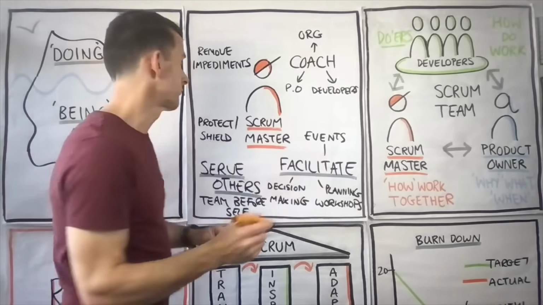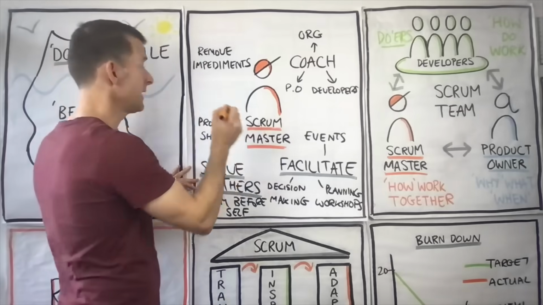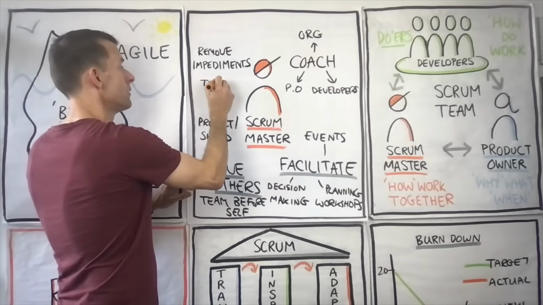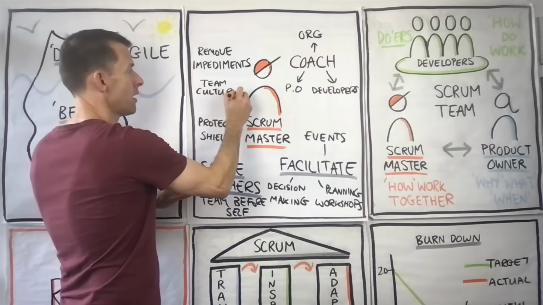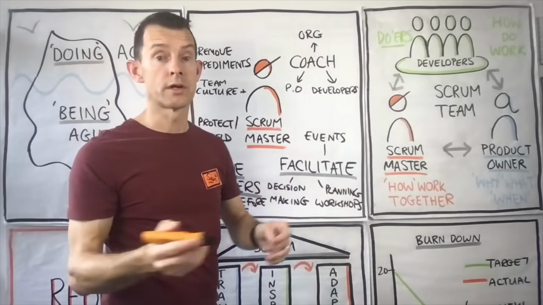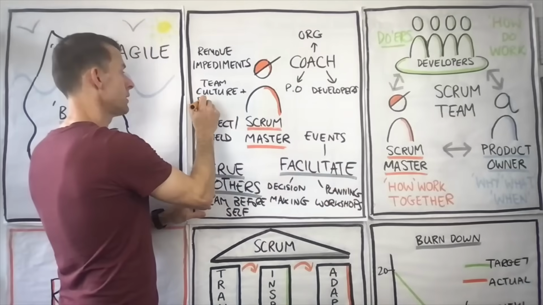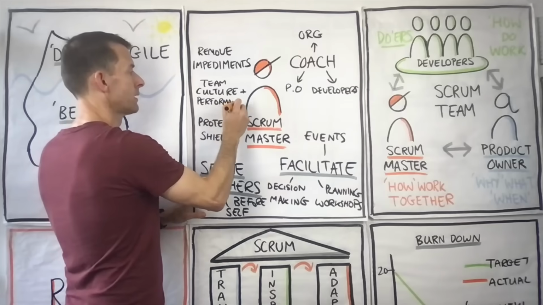Finally, the last part of the role is to really focus on the team's culture. So do we have a good team culture? And then are we performing? Are we actually delivering the outcomes that we're trying to achieve? So team culture and team performance.